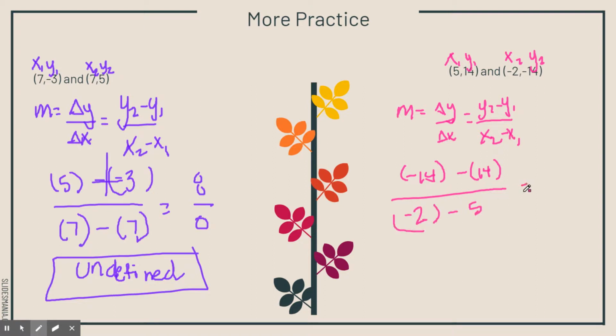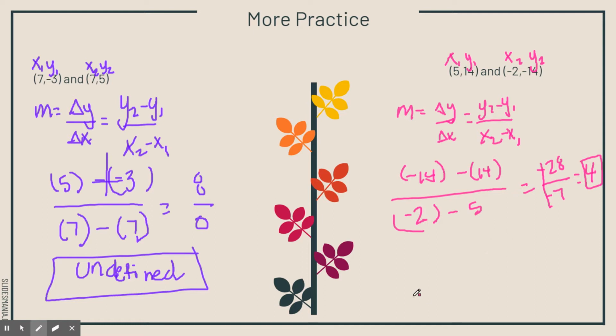minus 5. Okay, if I borrowed $14 from you and then I borrow 14 more, I now owe negative $28. If I borrow $2 from you and then I borrow 5 more, I now owe $7. Negative and a negative cancel out. 28 divided by 7 is 4. My slope is 4.